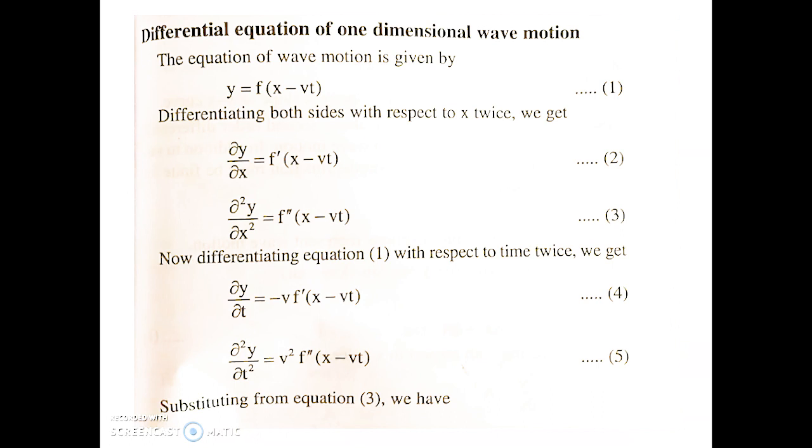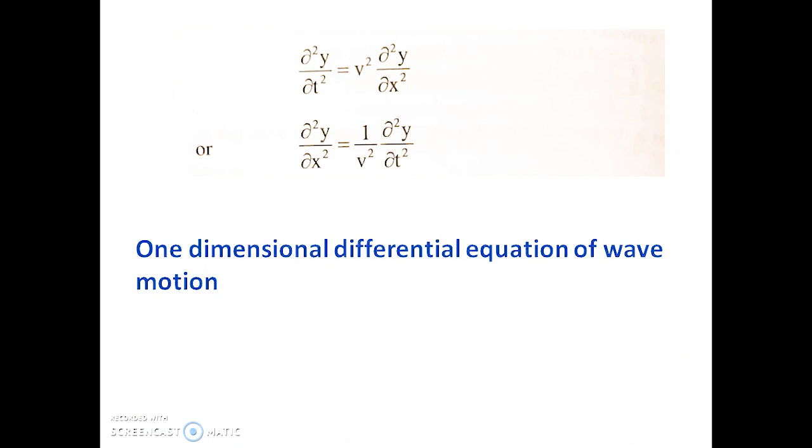And from equation 3, we have f double prime of x minus vt is ∂²y/∂x². So substitute 3 in 5. Instead of f double prime of x minus vt in equation 5, we can put ∂²y/∂x², and we will get ∂²y/∂t² equal to v squared into ∂²y/∂x². Or we can say ∂²y/∂x² is equal to 1 over v squared into ∂²y/∂t². So this gives us the one-dimensional differential equation of wave motion.